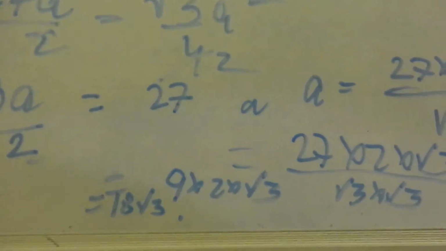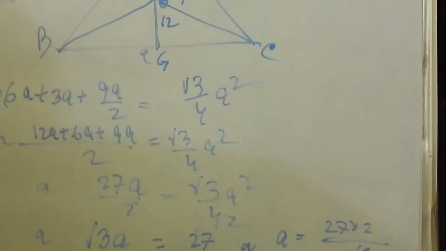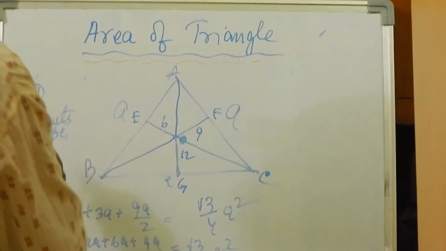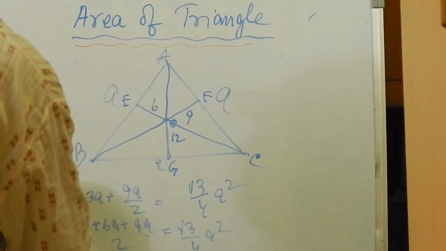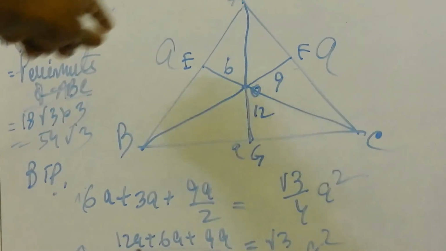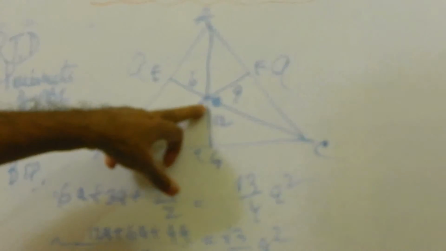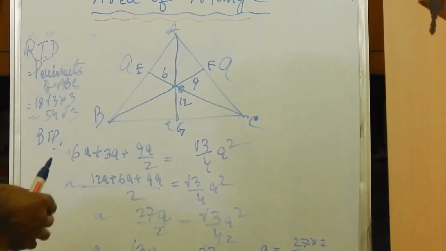So A's value is 18√3. Value of A is 18√3. So what is the perimeter? 18√3 into 3, that is 54√3. It is very clear. So here is an equilateral triangle, and the lengths of the perpendiculars drawn from a point within the triangle were 6, 9, 12 centimeter, and we are required to find the perimeter of the triangle.